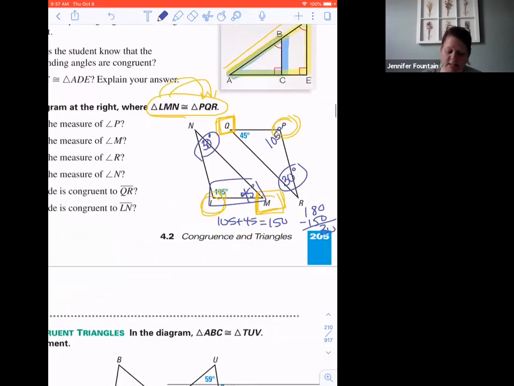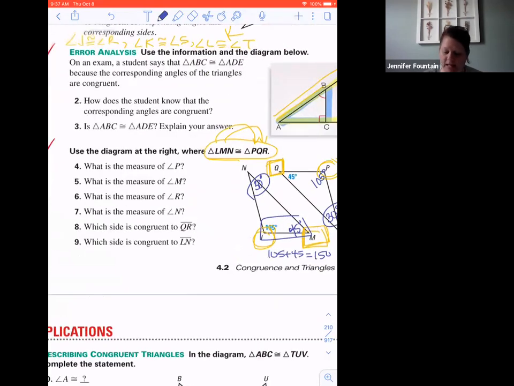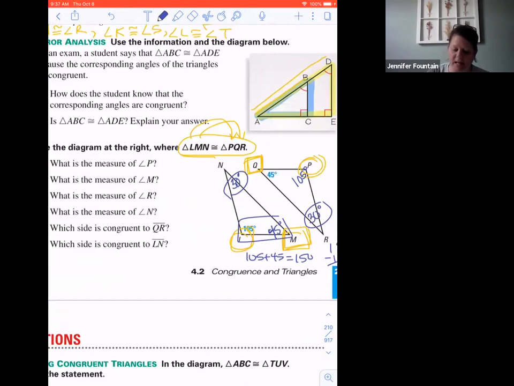So now let's look, and it says, what is the measure of angle P? We found that angle P is 105 degrees. Angle M was 45 degrees. Angle R is 30 degrees. N is also 30 degrees. Which side is congruent to QR?